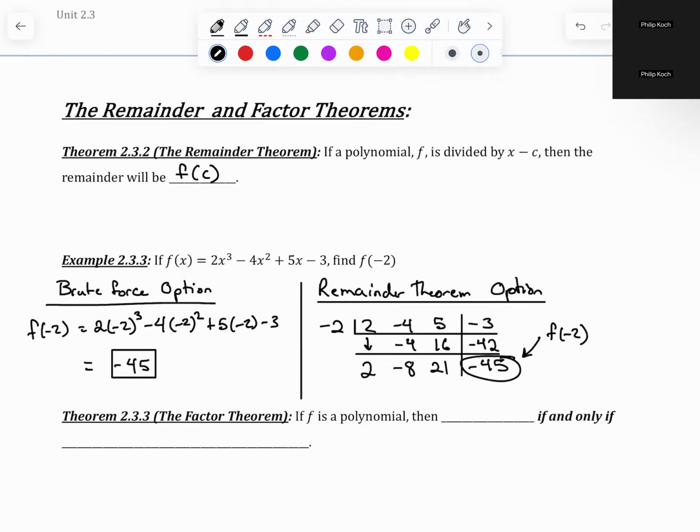Your bottom row should be 2, negative 8, 21, and negative 45. You get the same number. Ta-da! Pretty exciting. Not really.